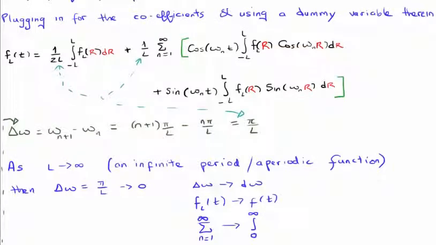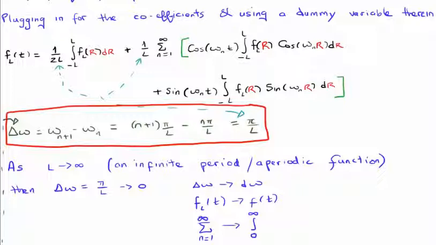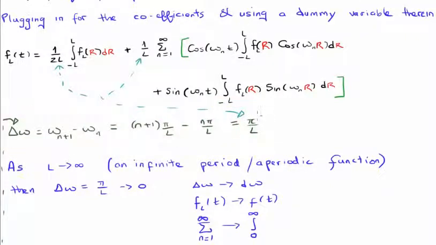This equation has discrete components due to the summation, but the discrete variable is omega sub n. Through the definition of omega, we can therefore calculate delta omega, which is omega n plus 1 minus omega n, which turns out to be pi over L. This value for pi over L can be substituted in here and in here.